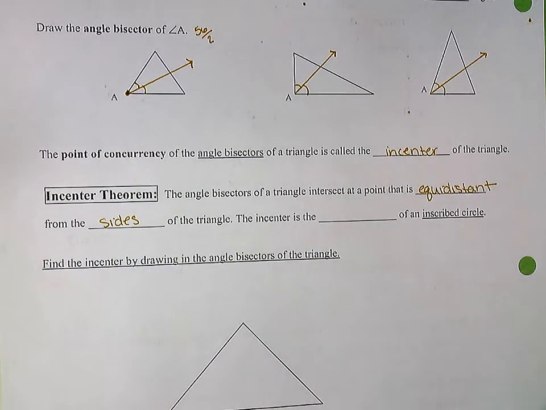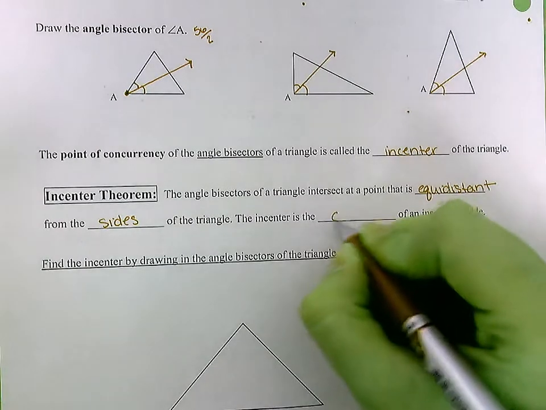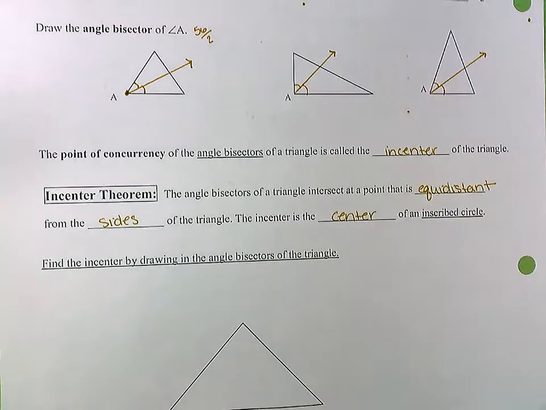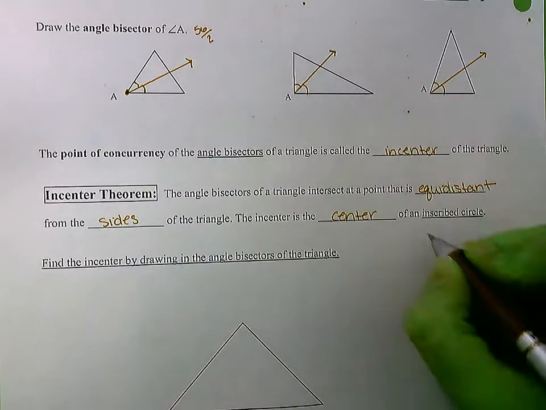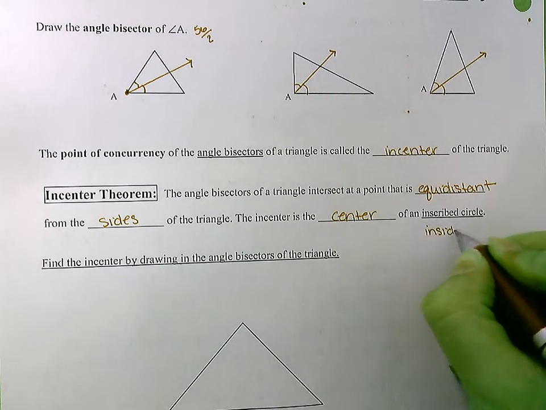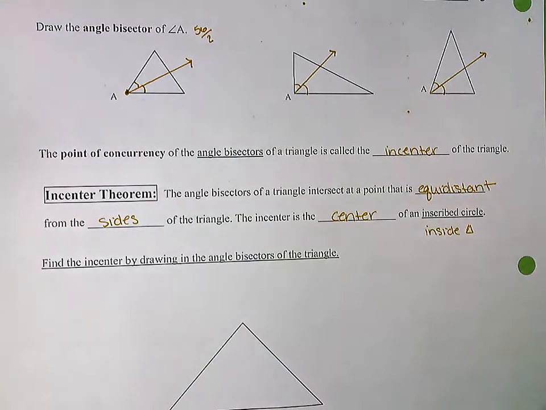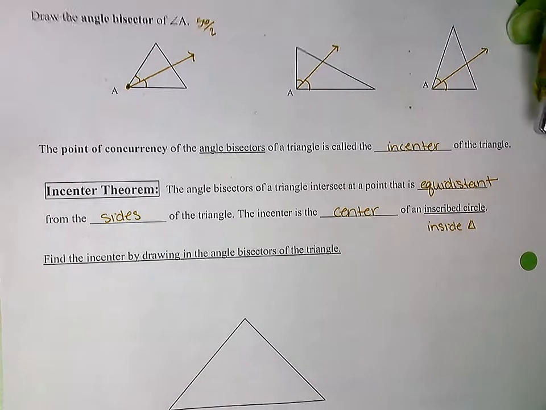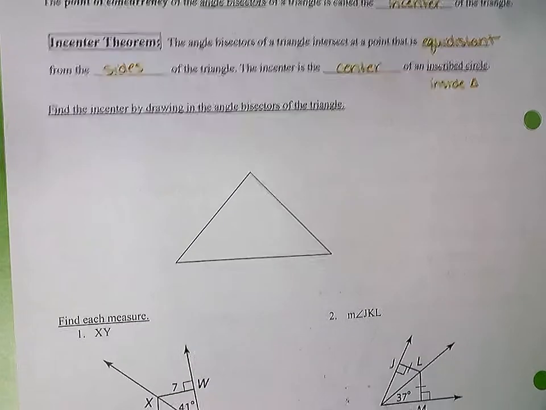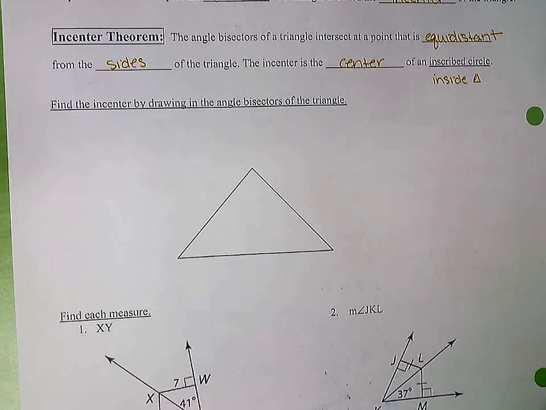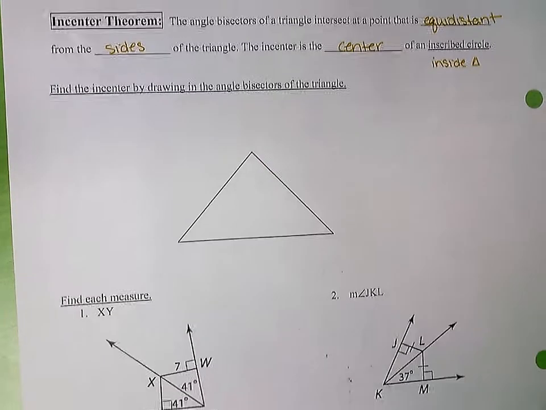The incenter is the center of an inscribed circle. This inscribed circle is inside your triangle. So that circle's inside, our last circle was outside. So just like before with our perpendicular bisectors, we drew in all three in a triangle. We're going to draw in all three angle bisectors in this triangle.